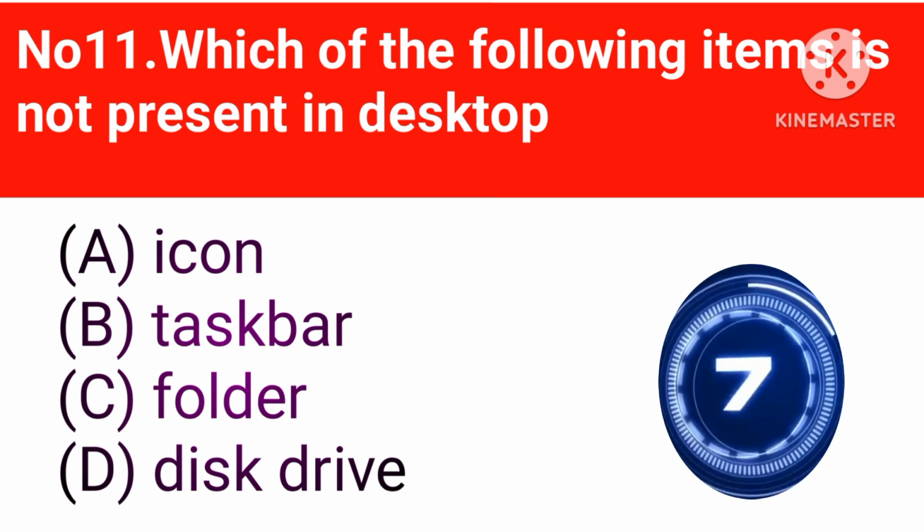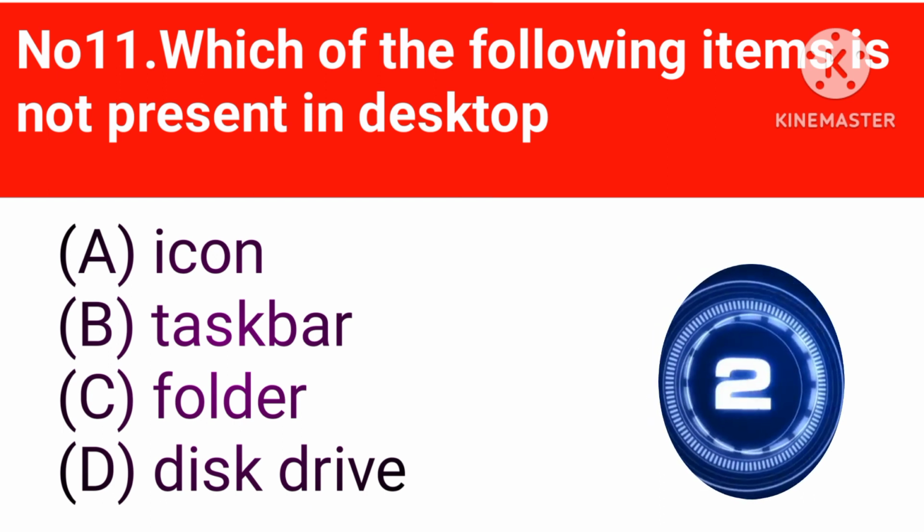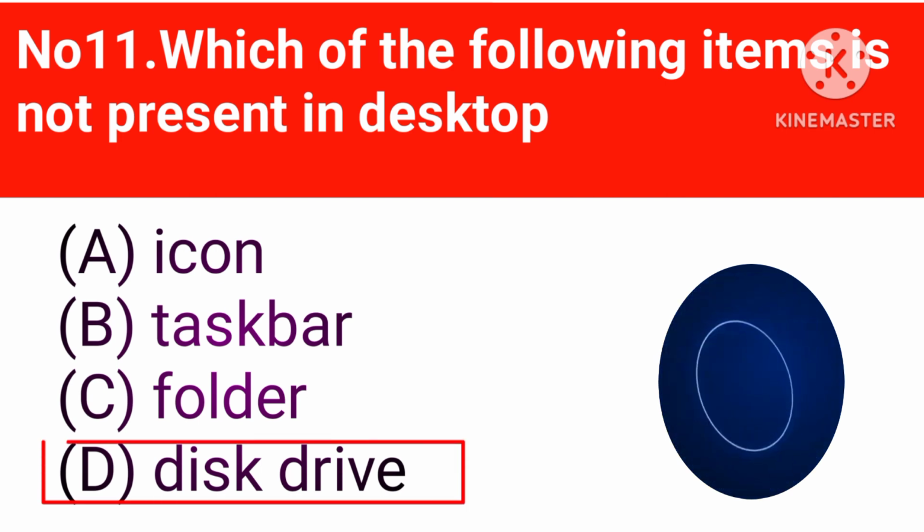Number 11. Which of the following items is not present in desktop? A. Icon. B. Taskbar. C. Folder. D. Disk drive. Right answer is option taskbar.